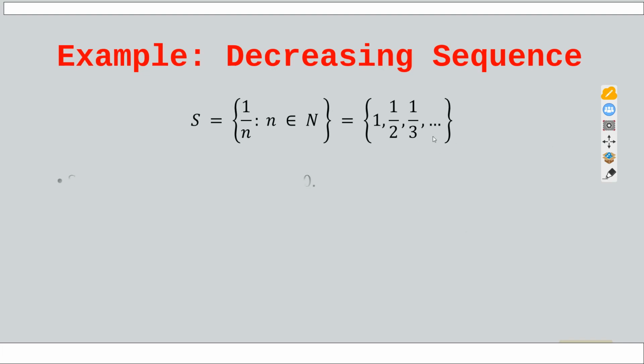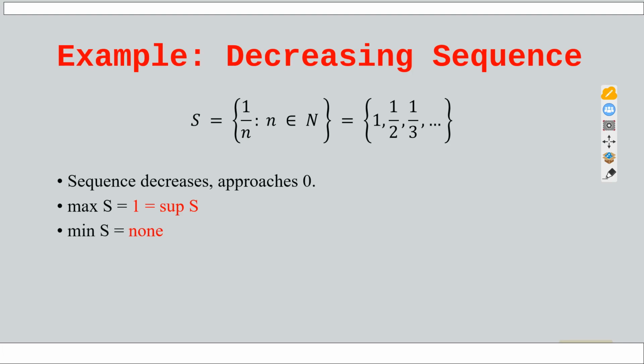It is always better to know where your sequence is approaching. So the sequence is decreasing and is approaching 0, and we can say the maximum is 1, which obviously gives us the supremum as 1, and then the minimum is not there, and the infimum is actually 0. So that is about such a sequence.